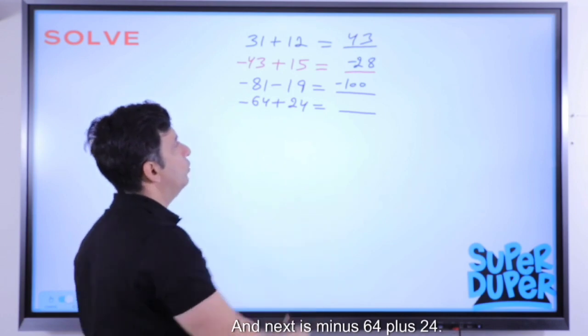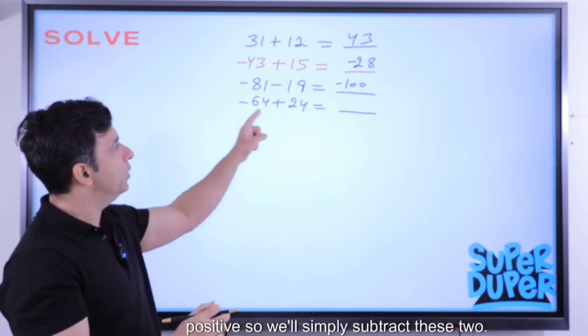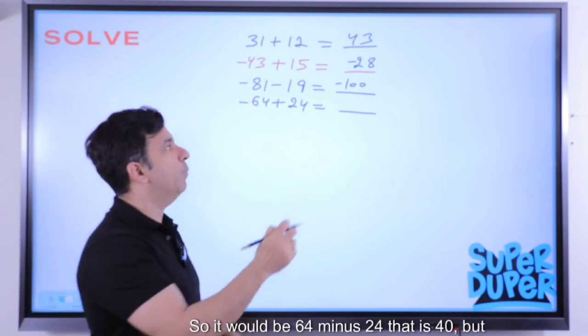And next is minus 64 plus 24. This is again a case of one negative and one positive. So we'll simply subtract these two. So it would be 64 minus 24, that is 40, but with a minus sign.